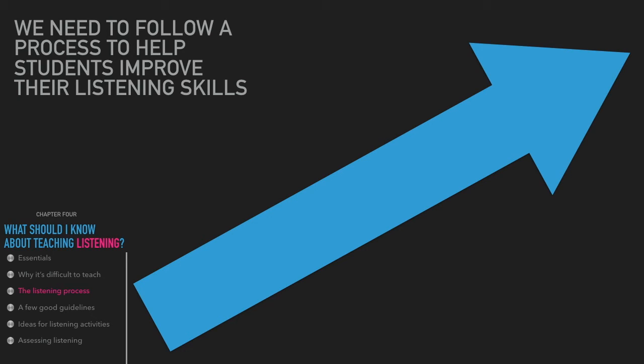First, students need to recognize the sounds of the target language. We can do this through playing English songs as background music. We don't need our students to understand anything at this stage.